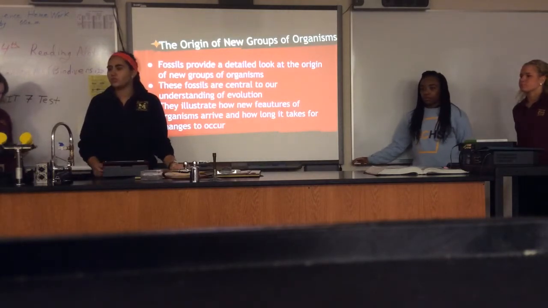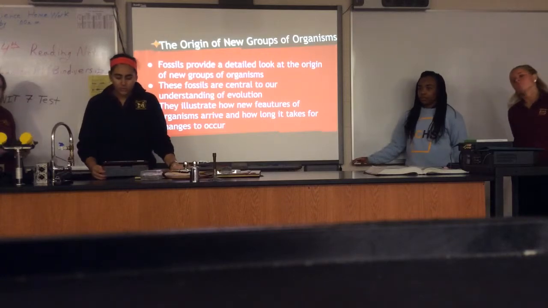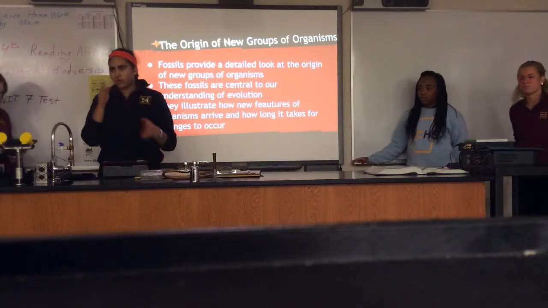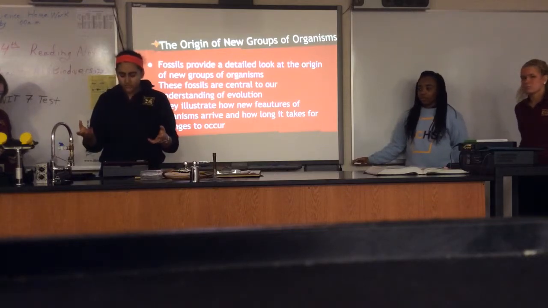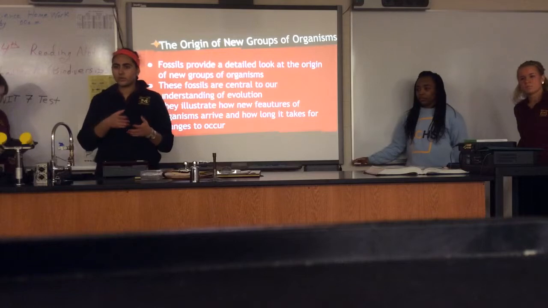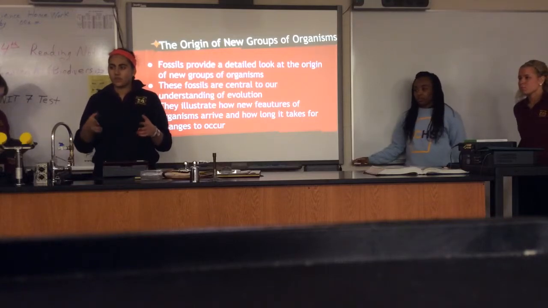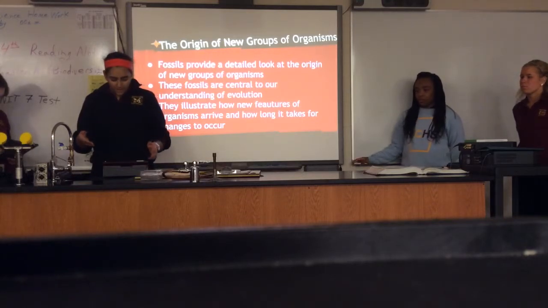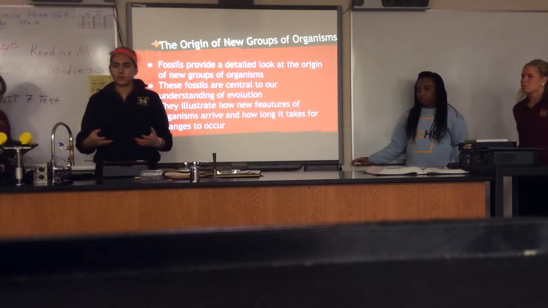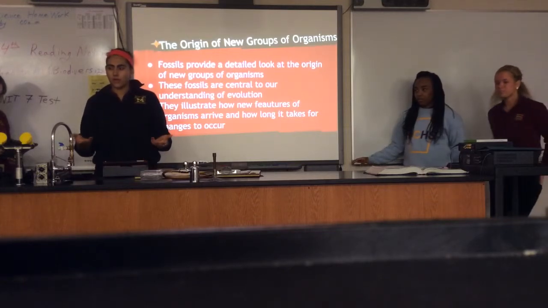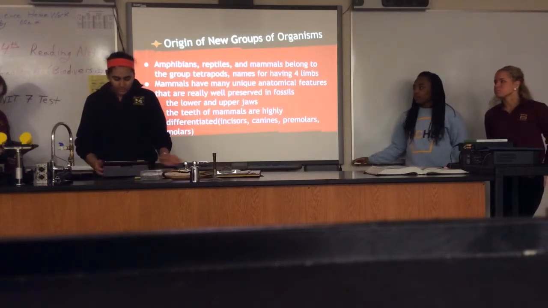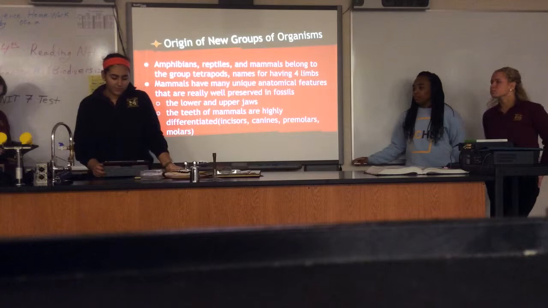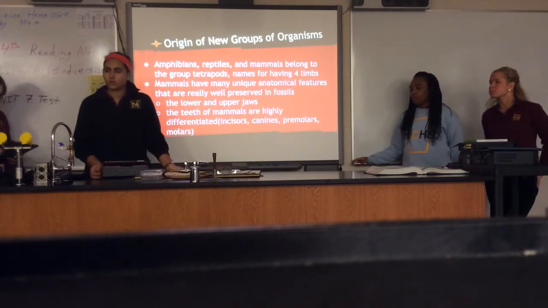And so then, the origin of new groups of organisms. Fossils let us look at where groups come from compared to where they are today. These fossils are really central for looking at the different advancements that each organism has made over time. It also tells us how long it takes for an organism to achieve a new set of characteristics. An example would be how amphibians, reptiles, and mammals all belong to a group of tetrapods, which means that we have 4 limbs.